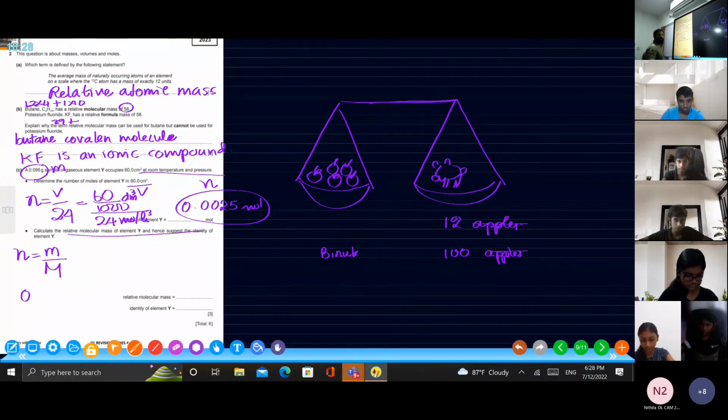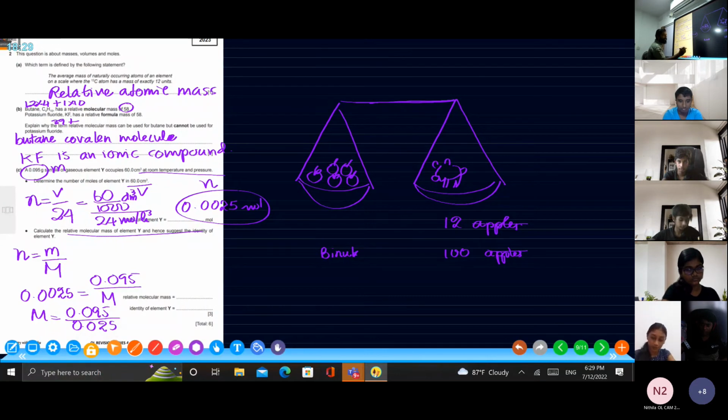Take 60 divided by 24 first. Did you get it? Oh, sir, got that. 2.5. Then now you divide it by 1000. Okay, sir. 0.0025 is equal mass is 0.095 and then the relative molecular mass. And then you cross multiply, 0.95 divided by 0.025, it's roughly 38, isn't it? Yeah, 38. It's not bad.